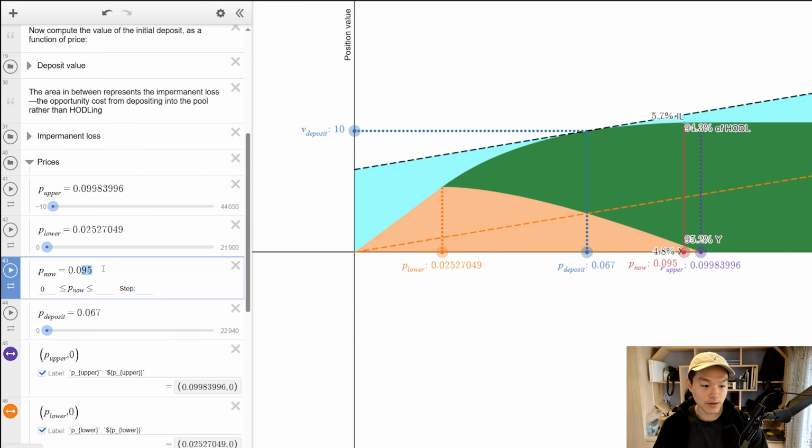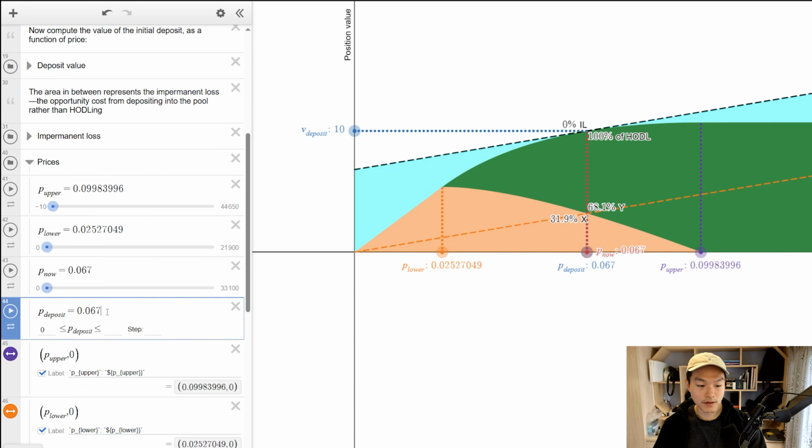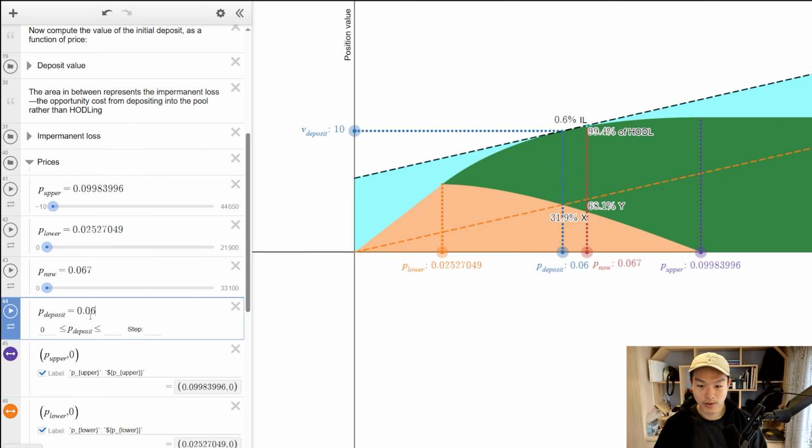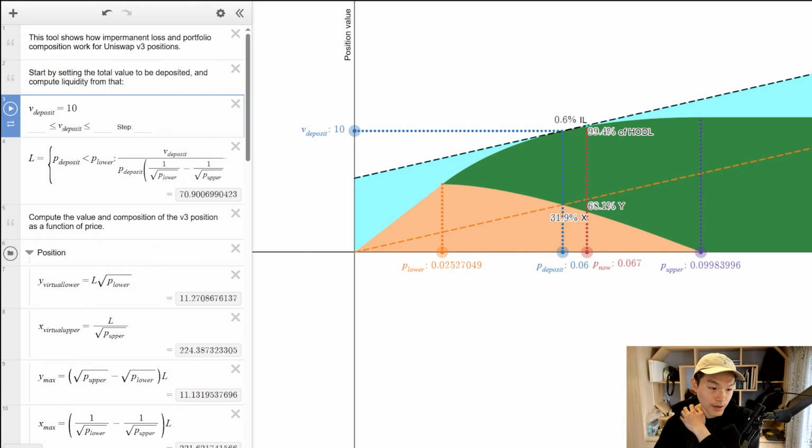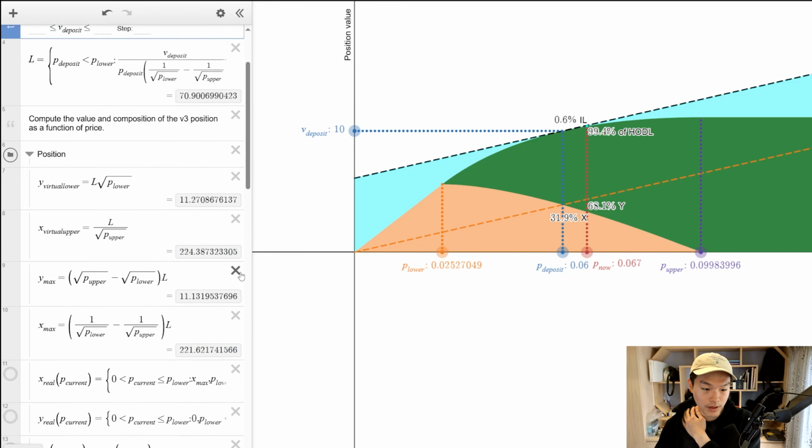And if we look at our current price roughly, it's at 0.067, and I deposit actually at 0.06, right? You can see my impermanent loss was only like 0.6% because the price hasn't diverged that much. And one neat thing here is, let's say I deposit 10 ETH here at the time of deposit of 0.06. If the price goes to my upper range, you can see I would have roughly 11.13, this Y max here. That's the Ethereum I would have, right? And if it drops to my lower range, I would have roughly 221 SOL.